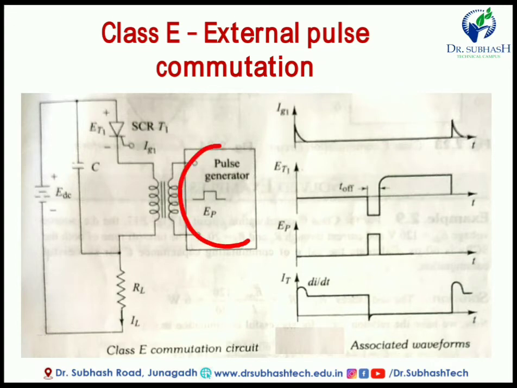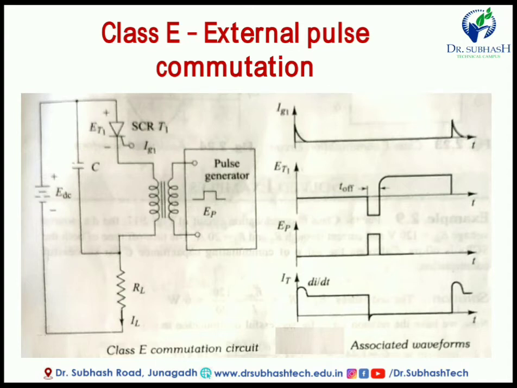Here one pulse generator, this pulse generator will generate a short duration pulse, and this pulse is given to the cathode. This is the cathode of the SCR. Here there is no requirement of an inductor directly, but you have to connect the pulse transformer. A transformer is nothing but two windings connected, primary as well as secondary.